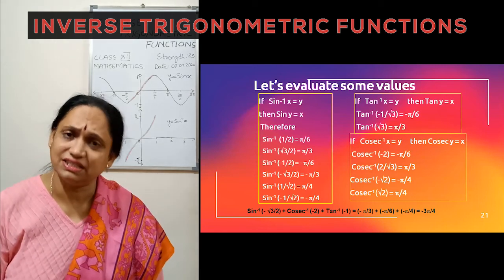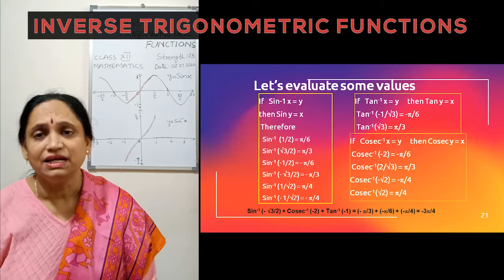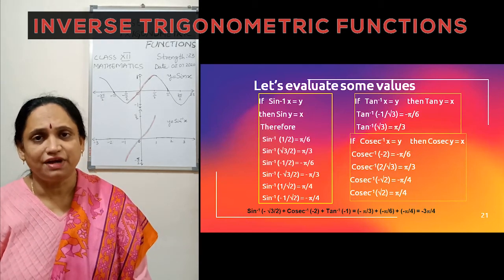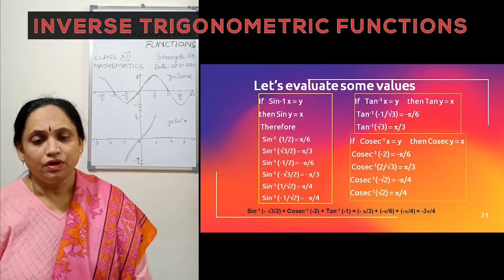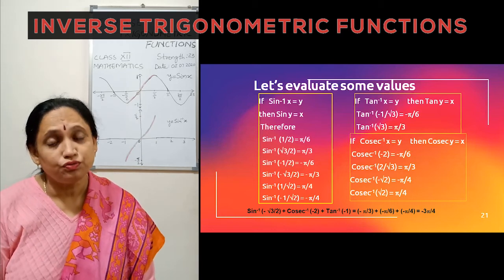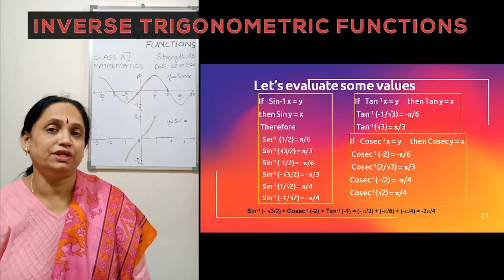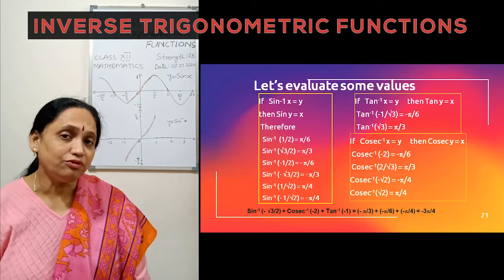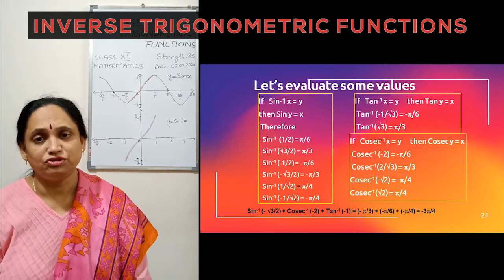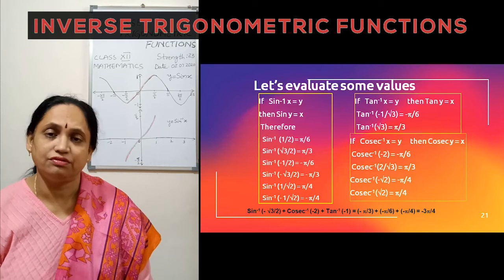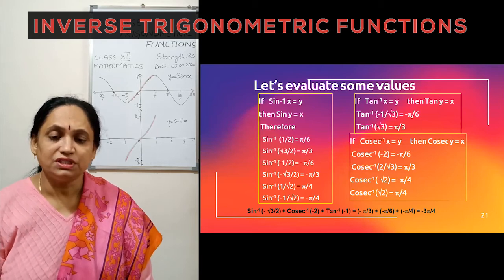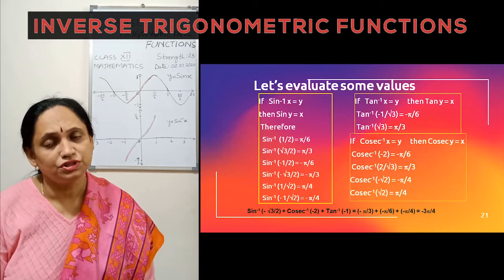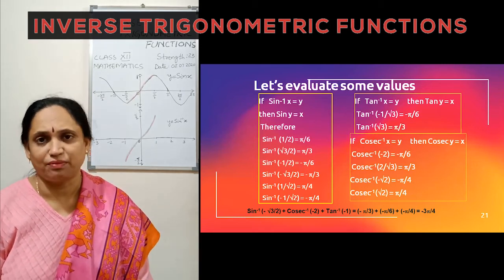So tan inverse minus 1 by root 3 will be minus pi by 6. And if it is a positive number, tan inverse root 3, it would be equal to a positive angle, which is pi by 3. Similarly, cosecant inverse minus 2, because it is minus 2, the angle would be the negative angle, minus pi by 6. And cosecant inverse 2 by root 3, the positive number will be a positive angle, which is in the first quadrant, equal to pi by 3. Cosecant inverse minus root 2 would be minus pi by 4, and cosecant inverse plus root 2 would be plus pi by 4.